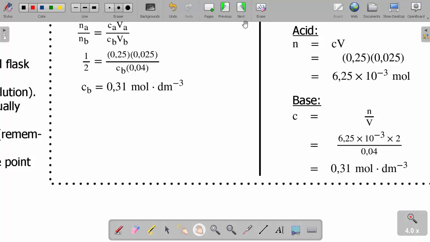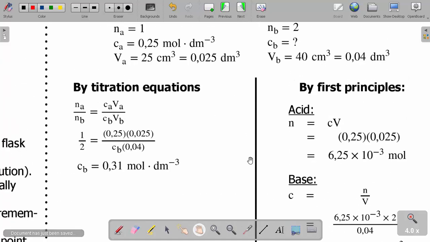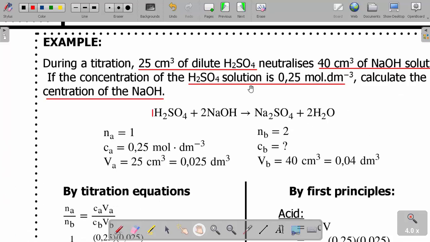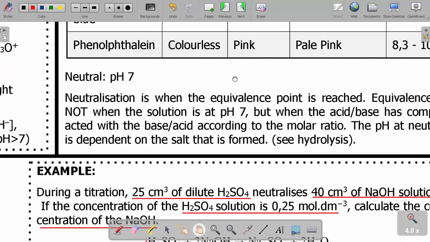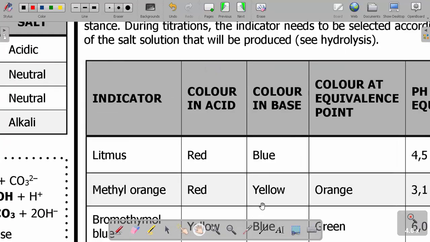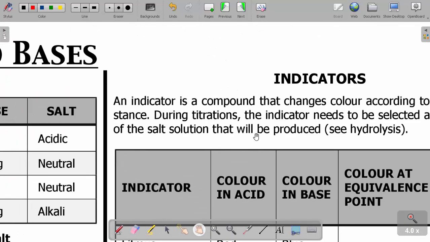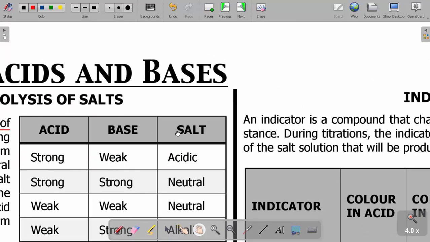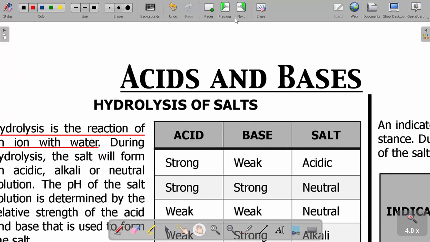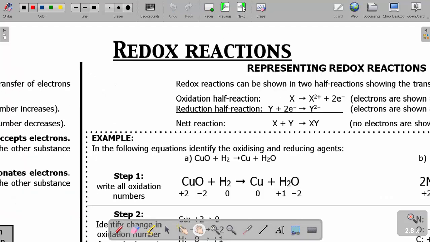All right, so let us continue. So now, acids and bases, please do as many examples as you can, because these questions are so interesting and they carry a load of marks. Okay, let us continue. Now, more to the acids and bases, the redox reactions.